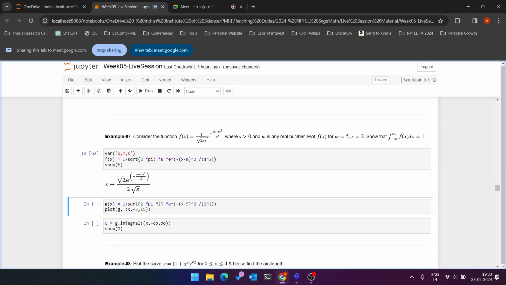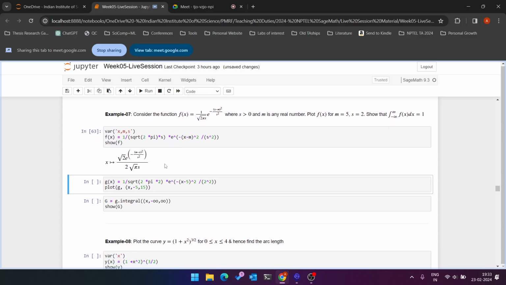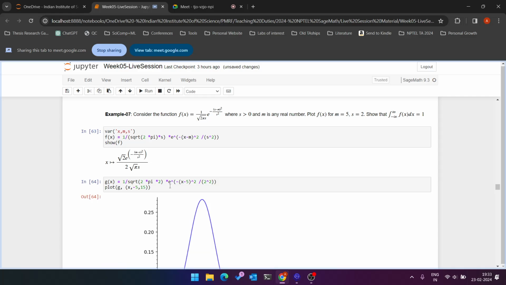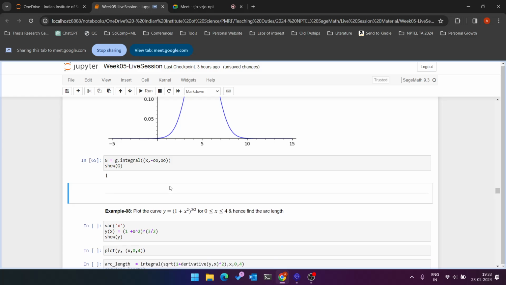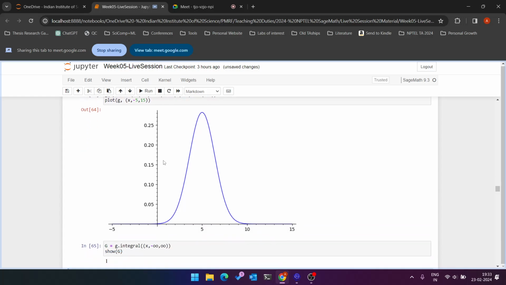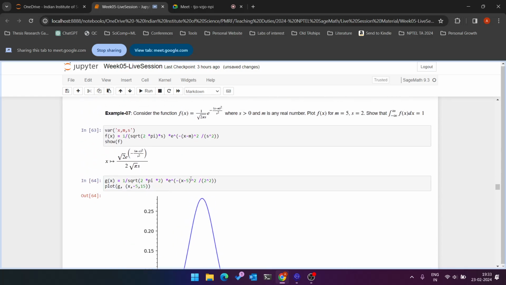If I show f of x, I think I need to do this, 2 pi of s. And if I now plot g of x, that's how the Gaussian looks like. If I do an integral from minus infinity to infinity. So this is basically a Gaussian with m equaling 5 and s equals 2.